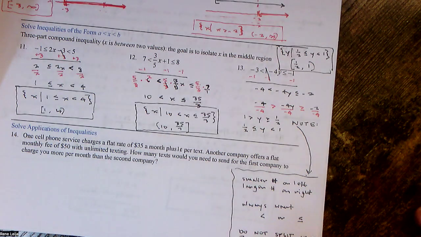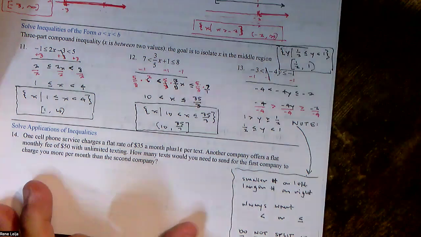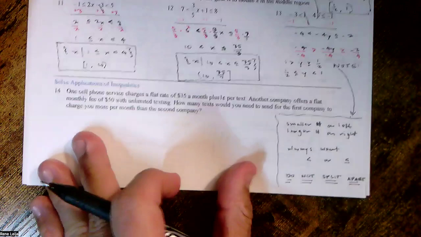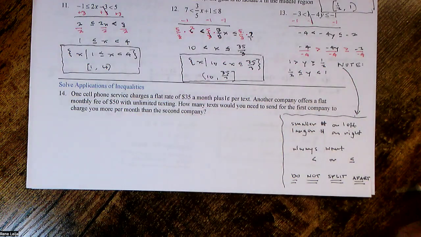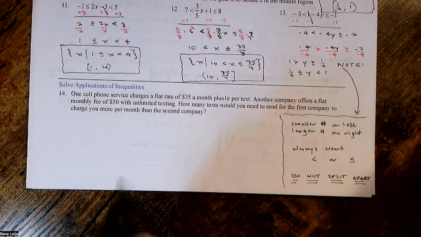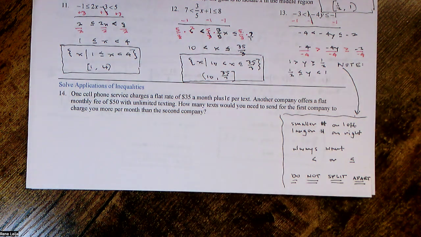I ran out of room. Okay. All right, last problem. And it's a word problem, but this one is not bad. It says one cell phone service charges a flat rate of $35 a month plus 1 cent per text. Another company offers a flat rate fee, a monthly fee of $50 with unlimited texting. How many texts would you need to send for the first company to charge you more per month than the second company?